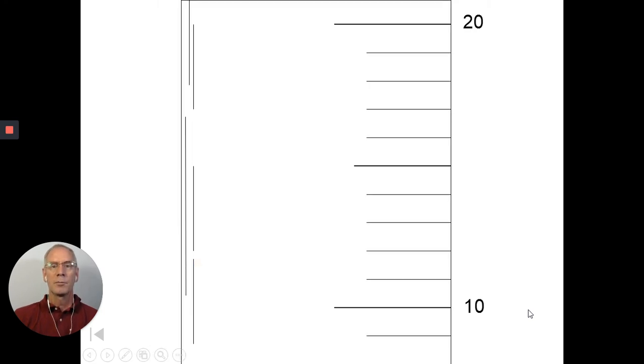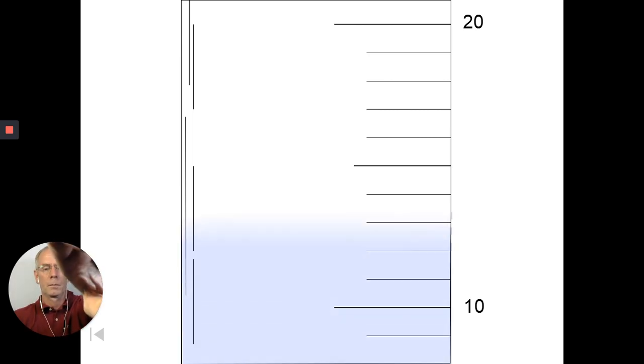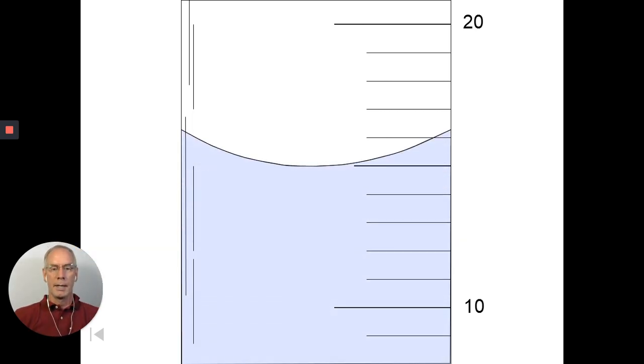All right, let's practice measuring a liquid in a graduated cylinder. So I've got a graduated cylinder here. I'm going to pour some liquid in there. There it goes. And now the question is, where do I read that from? Do I read it from up here? Maybe. It could be anywhere you want, I guess. Do I read it from down here?